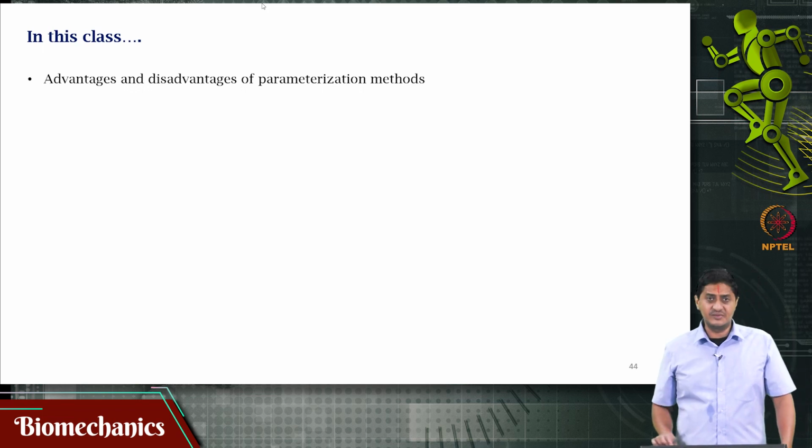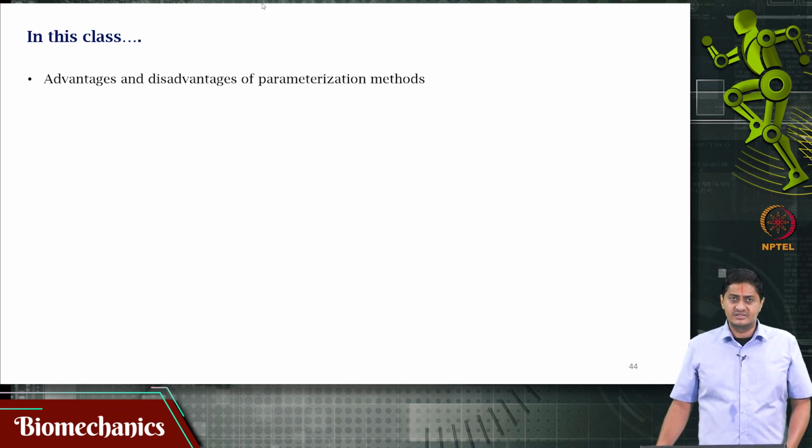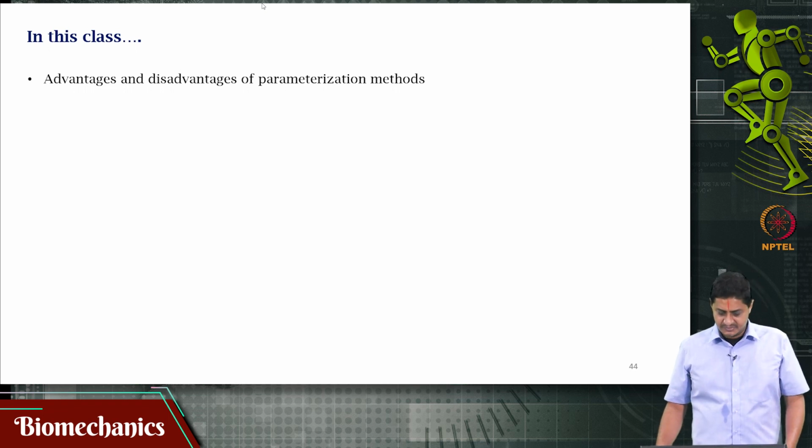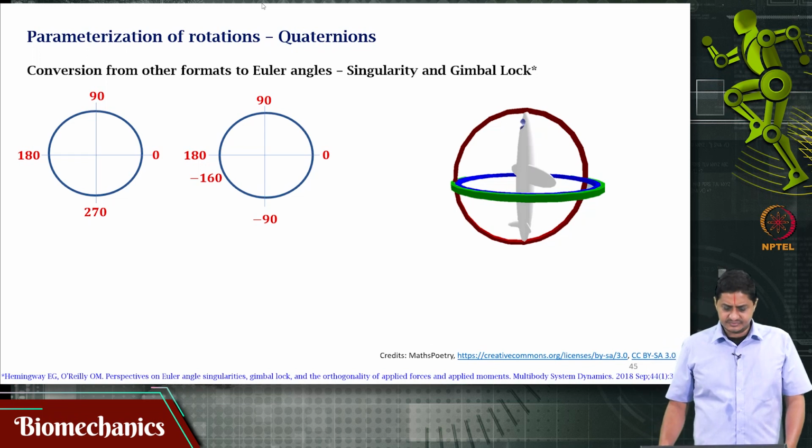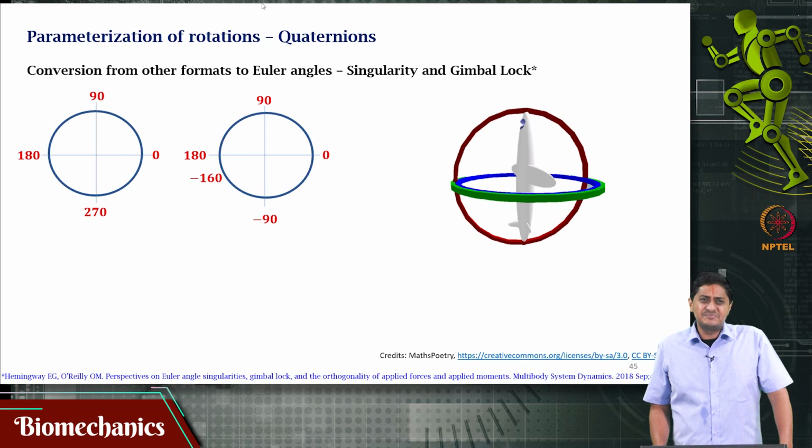So, in this video we will look at some of the advantages and disadvantages of specific parameterization methods. We looked at rotation matrix, we looked at Euler angles, and we looked at quaternions. These methods have their own specific advantages and disadvantages. The most important advantage of the Euler angle method is that it is intuitive, because we understand angles.